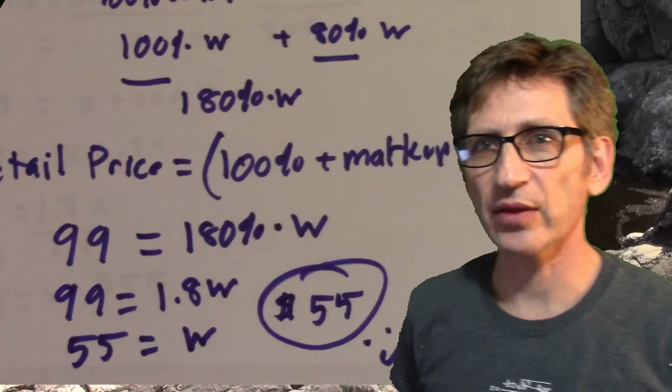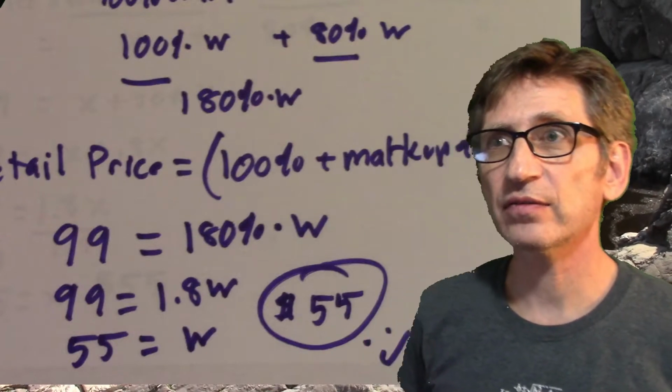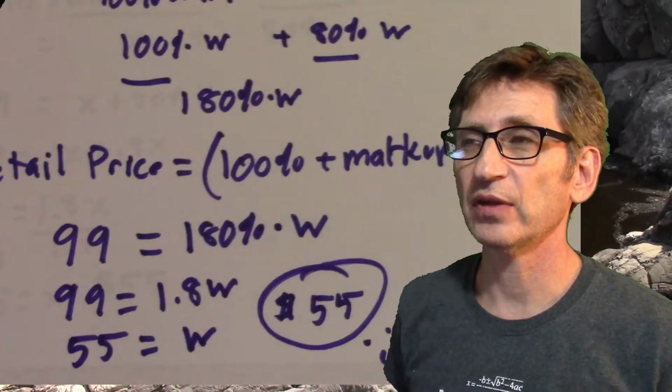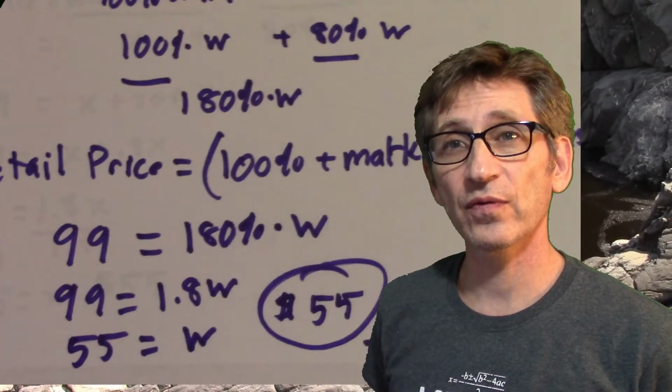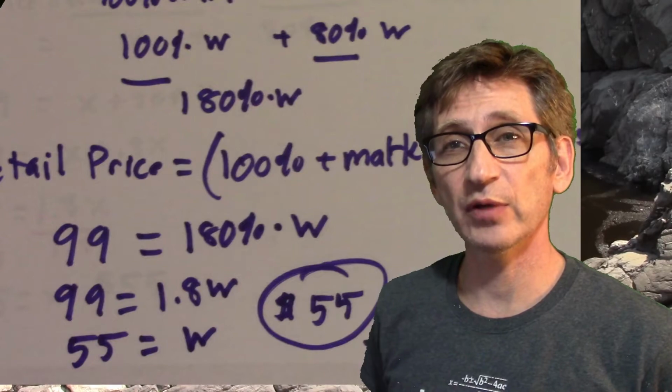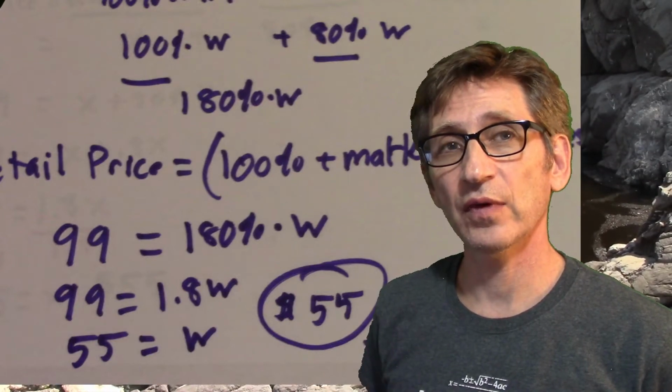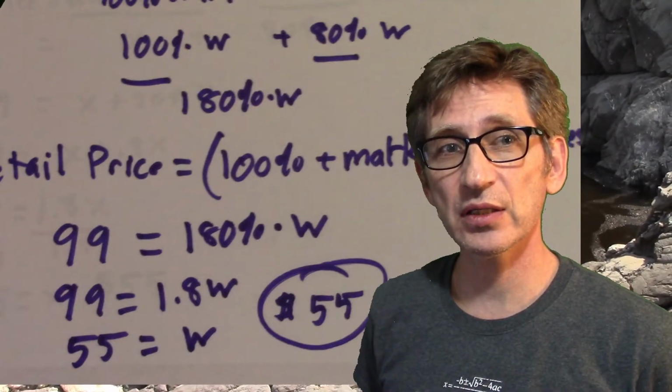Now we can go and check that. We can take 55, find 80% of 55. Well, 80%, if you remember, is 4/5. So 4/5 of 55 would be 44. 55 plus 44 is 99. So that checks out. That's pretty good.